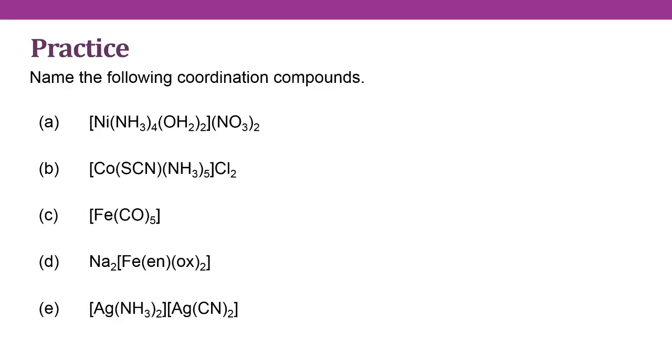Ammonia and water are both neutral ligands, so we can get the charge of nickel by looking at the charge of nitrate. Nitrate has a charge of -1, so the 2 nitrates will have a charge of -2. So to get a neutral compound, the nickel has to have a charge of +2. So 4 amines is tetraamine, the 2 aquas are diaqua, and the nickel has a charge of +2, so we will name the complex cation as tetraamine diaqua nickel 2. The anion is nitrate, so the complete name of the compound is tetraamine diaqua nickel 2 nitrate.